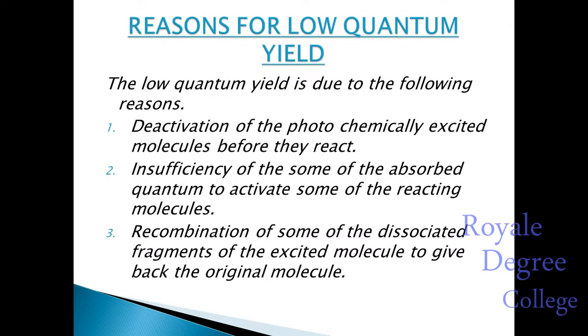Now we'll see the reasons for low quantum yield. What are the reasons for low quantum yield? The low quantum yield is due to the following reasons. The first one is deactivation of the photochemically excited molecules before they react. Second, insufficiency of the absorbed quantum to activate some of the reacting molecules. Third one is recombination of some of the dissociated fragments of the excited molecules to give back the original molecule.